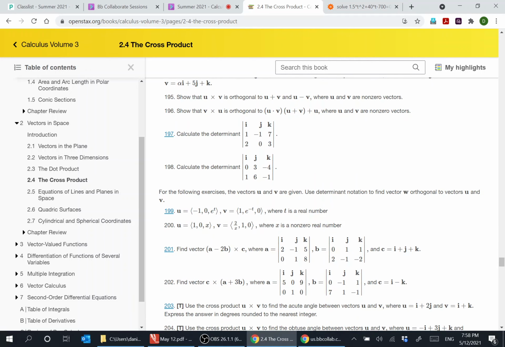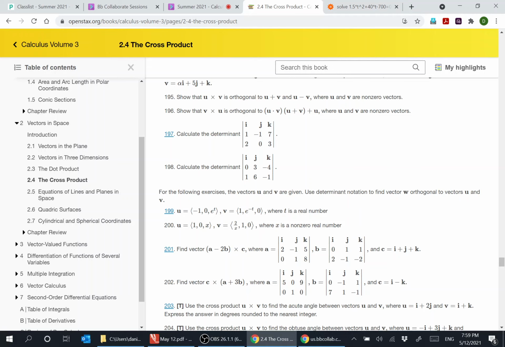For the following exercises, the vectors U and V are given. Use determinant notation to find vector W orthogonal to vectors U and V. So that's the cross product, right? If you've got two vectors in 3 dimensions and you want a vector perpendicular to both, well, that's the cross product.